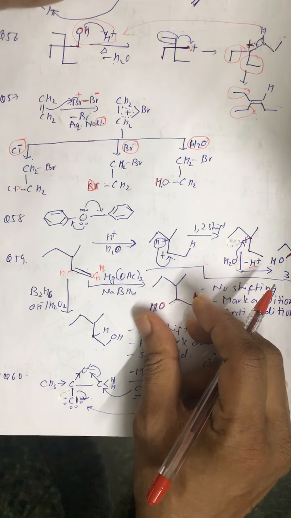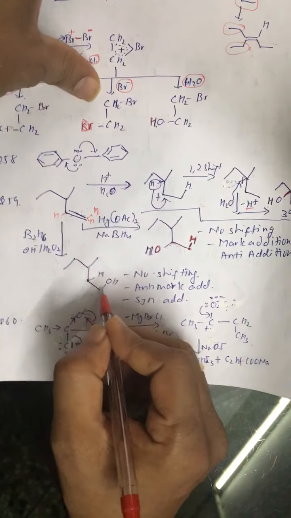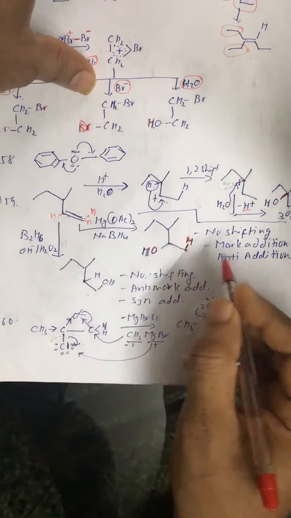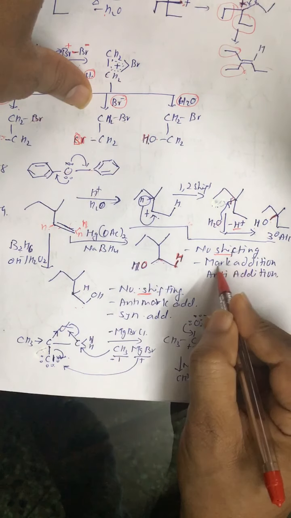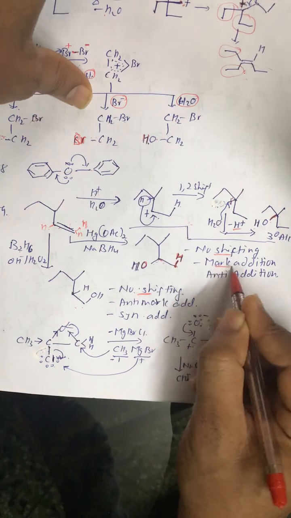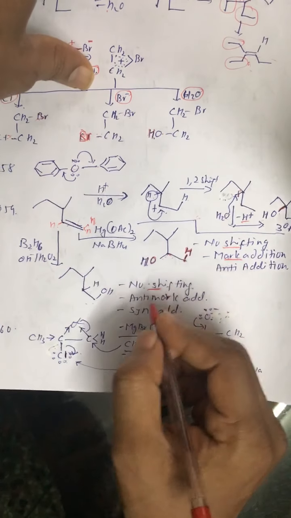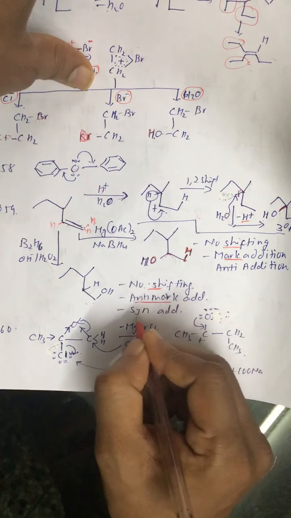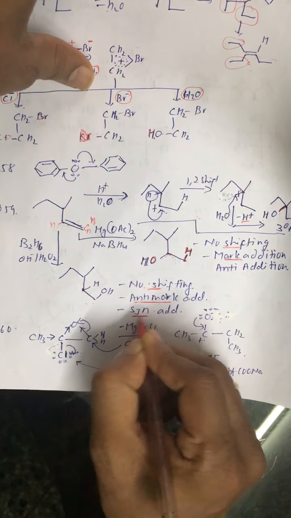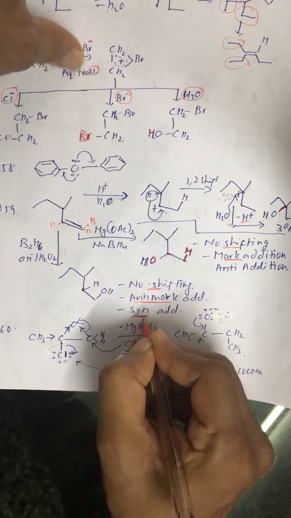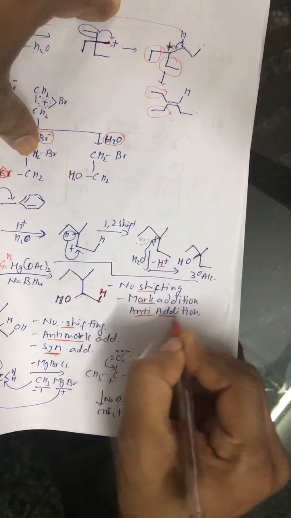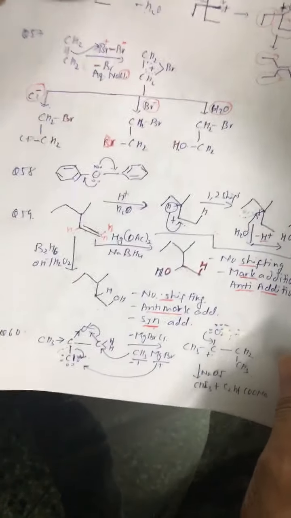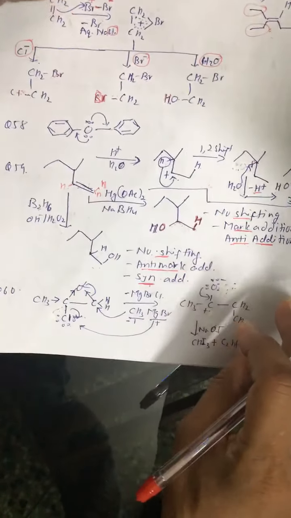Now look at the third case. In both the cases there is no shifting or rearrangement. Oxymercuration-demercuration is Markovnikov addition, whereas hydroboration-oxidation is anti-Markovnikov addition. Here H and OH are getting added from the same side, that is syn addition, and here H and OH are getting added from opposite sides, so this is anti-addition. All right, so this is question number 59.